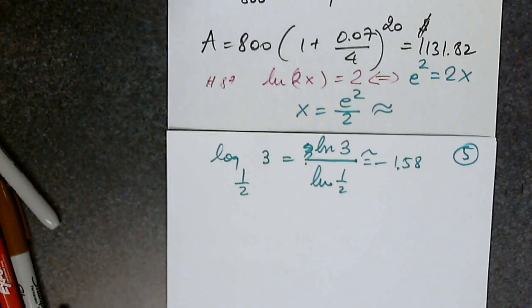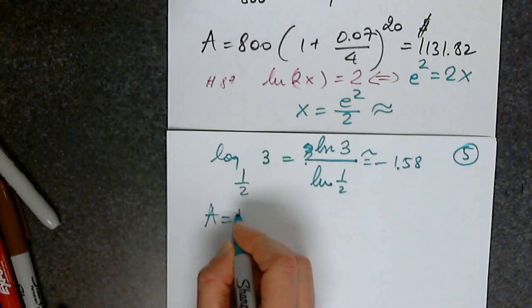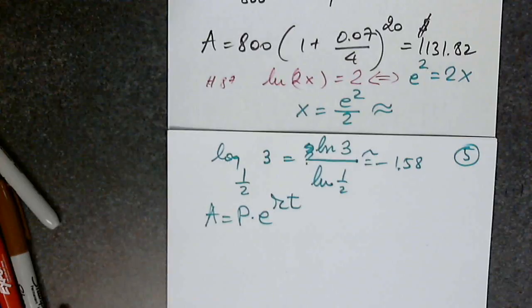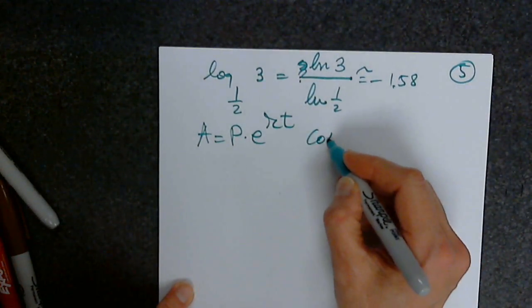Okay, let's look at one more word problem here. We're asked to use the formula A equals P times E to the RT to solve the interest problems in which interest is compounded continuously. So this is for continuously.